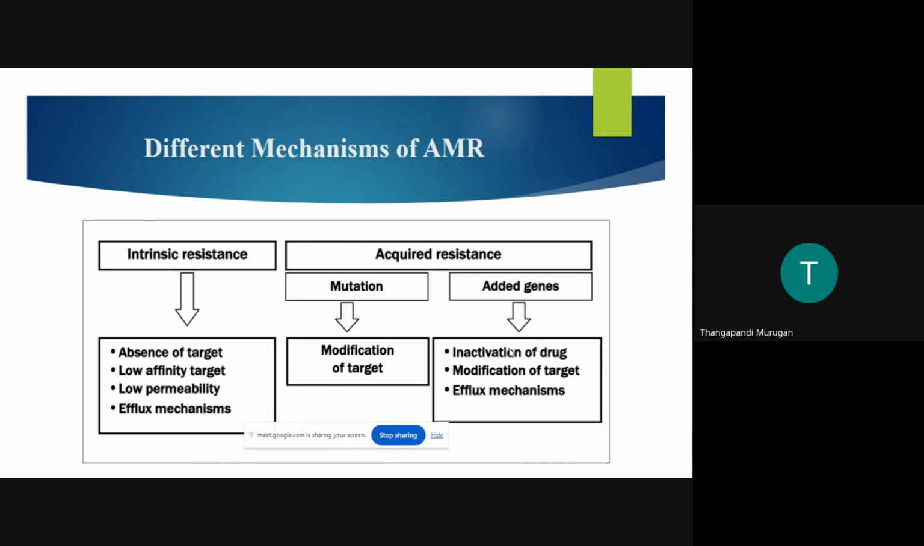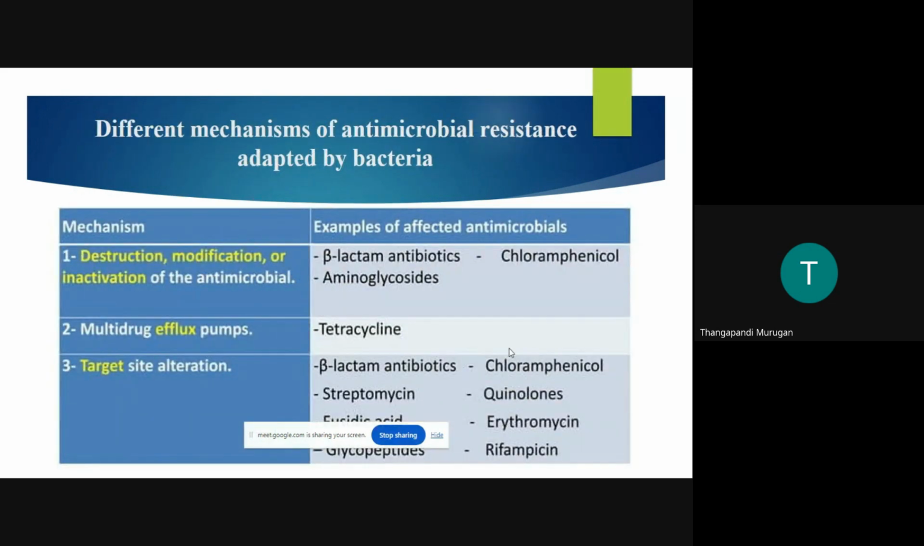And then added genes, inactivation of drug, modification of target, efflux mechanism. So this will be applicable for acquired resistance as well. The absence of target is the main thing which differs between intrinsic resistance and acquired resistance here. So till now, if you have any doubts, you can unmute yourself and ask me.